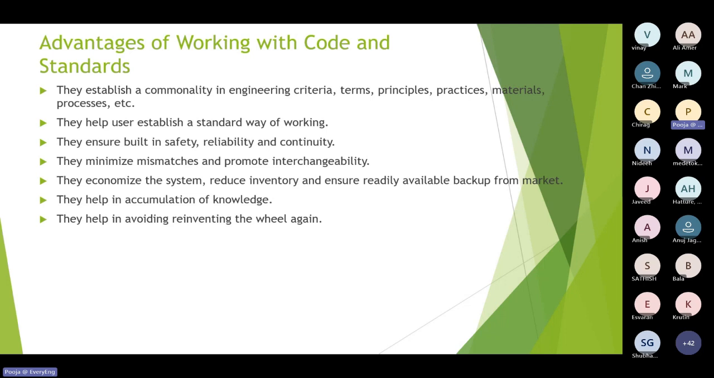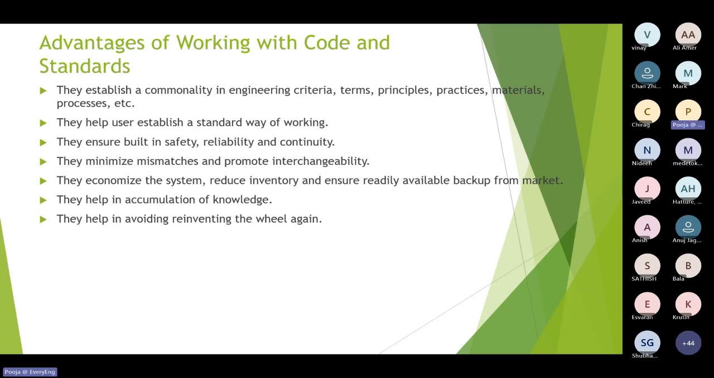And why is this commonality sometimes important? Because all over the globe you cannot set a different set of rules. There are different rules, but majorly the standards which are followed are the American standards, which is the ASME standard. They help to establish a standard way of working. So whether the project is getting executed in India, or in Saudi, or in the US or Europe, if you follow the same globally accepted standard, you have a standard way of working.